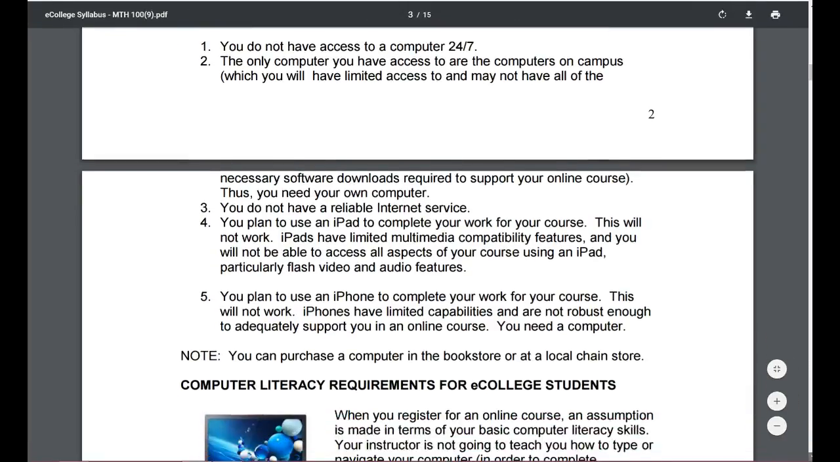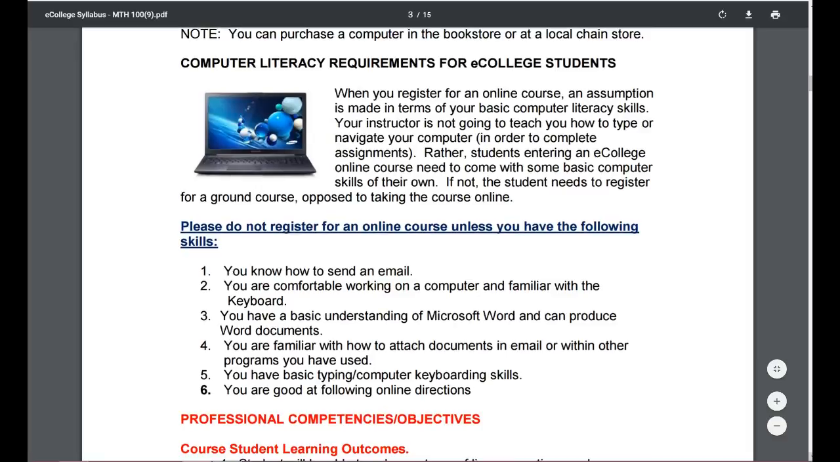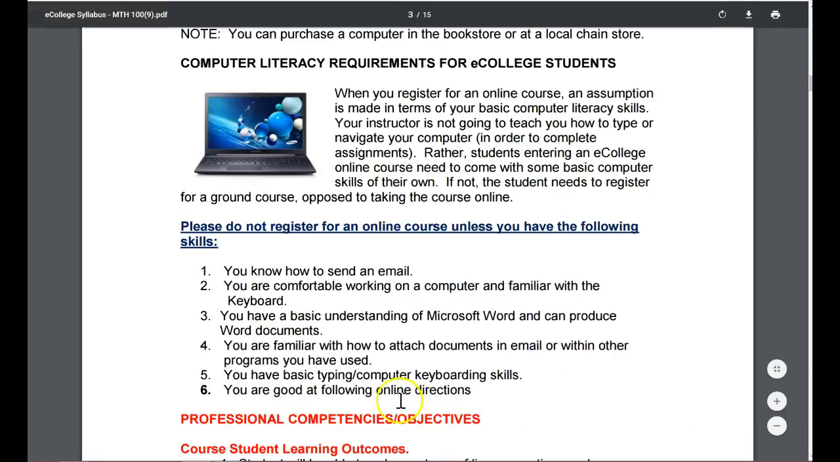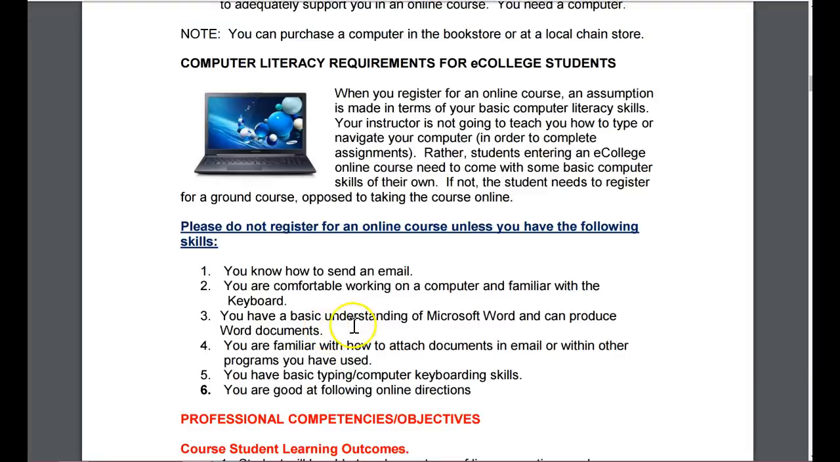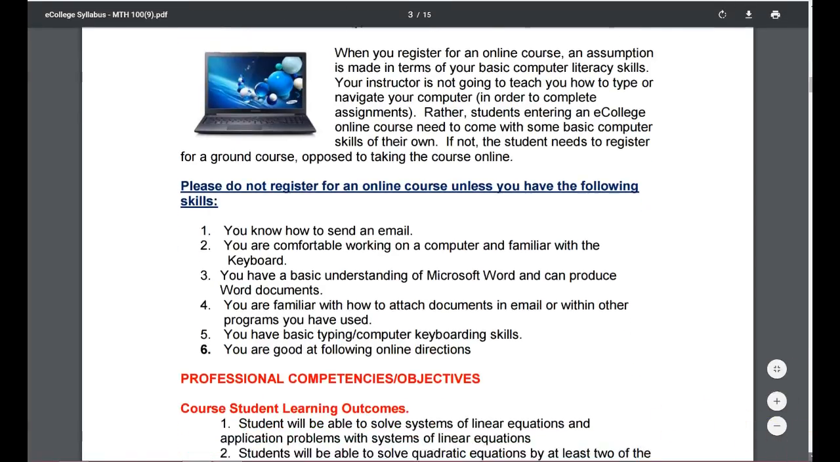Some other items: you need to know how to send an email, and you need to be comfortable working on a computer. You need to have a basic understanding of Microsoft Word and PowerPoint, for example. We will use PowerPoint in the course. You are familiar with how to attach documents. You need basic typing and computer keyboard skills, and you definitely need to be good at following directions, especially written instructions.